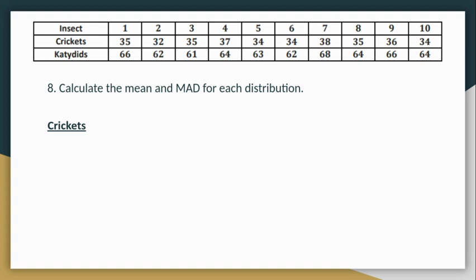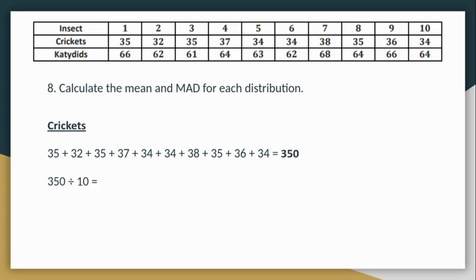Problem 8 instructs us to calculate the mean and mean absolute deviation for each insect's data. Let's do this for crickets together, then you'll solve for katydids on your own. We first must determine the mean number of chirps per minute. To do this, we total up all 10 of the samples we took for crickets. This gives us a total of 350. We then divide this evenly between the 10 data points we sampled. This gives us a mean of 35 chirps per minute.